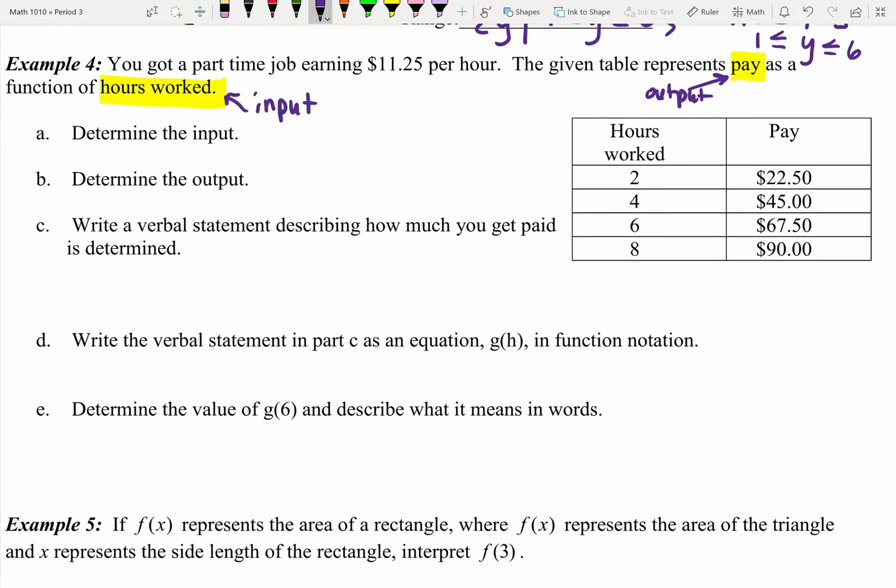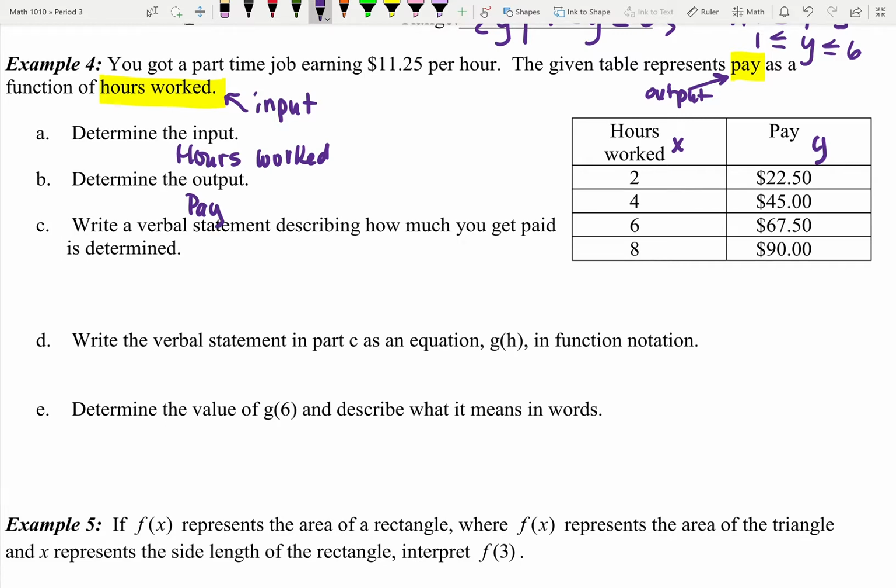Okay. So what's the input? Hours worked. You know how else you know besides that sentence? The input is the X, that's on the table. The Y is the pay. So that's easy, right? The output is the pay.